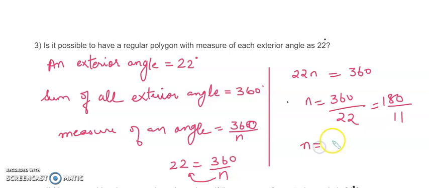So n will be around 16.3 something. Can we have a decimal place for the number of sides? No, we cannot. So not possible. Because here n is showing to be more than 16 sides, but it's a decimal. So we can't have a half side or a 3/4 side or 1/4 side. Okay, so it's not possible. So there is no such polygon whose one exterior angle is equal to 22 degrees.